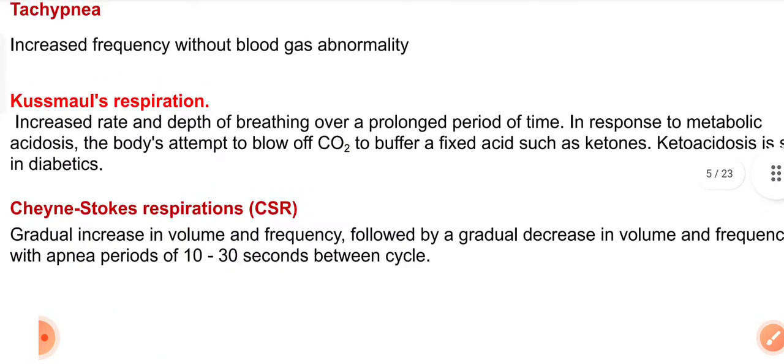is seen mostly in diabetes, due to the ketoacidosis and presence of ketone bodies in the body. This Kussmaul breathing happens in the person to exit the carbon dioxide in the blood. The next one is Cheyne-Stokes respiration, that is CSR.